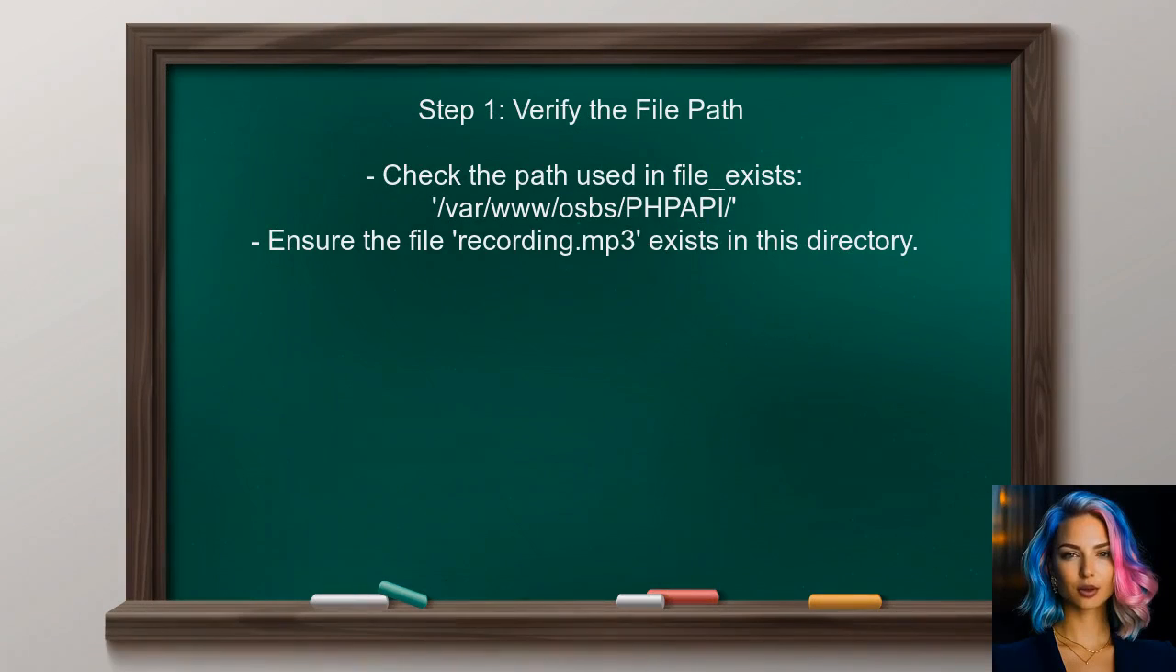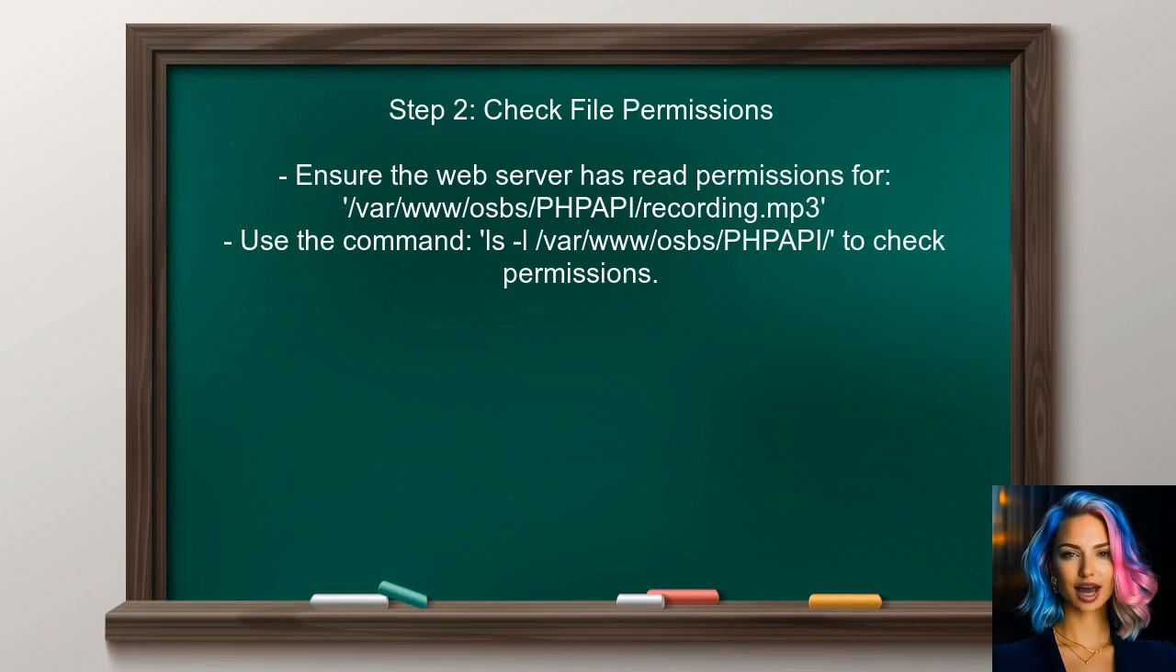To begin resolving the issue with the file exists function, the user should first ensure that the file path is correct. The path used in the file exists function must match the actual location of the file. Next, the user should check the permissions of the directory and the file. The web server needs to have the appropriate permissions to access the file.